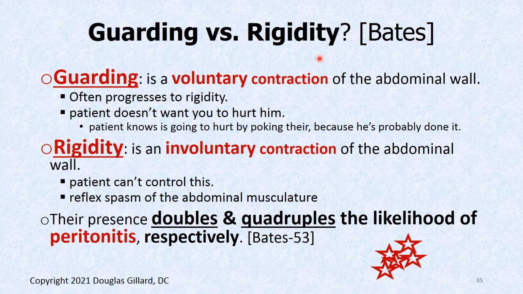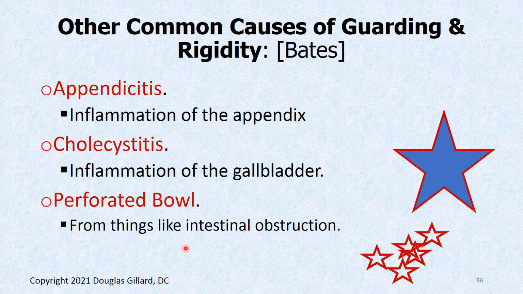Okay, we talked about guarding and rigidity. Again, guarding is a voluntary contraction of the muscle wall. We've talked about this. Rigidity, or involuntary contraction, that's not a good sign. In fact, that quadruples the chances of them having peritonitis. If they just have guarding, it doubles the chances of peritonitis. But if they have rigidity, involuntary contraction, that's not good.